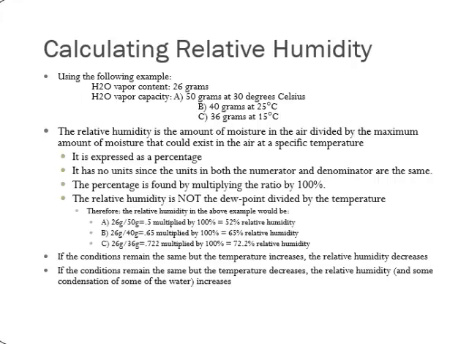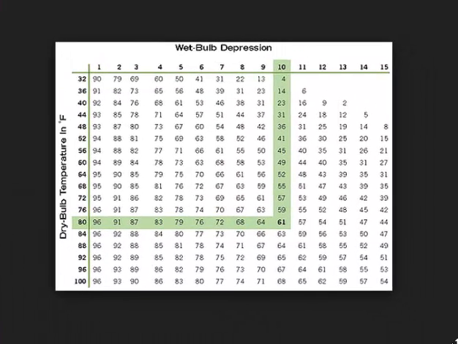Now, calculating relative humidity, you can see there's a whole slide over here. I'm not going to get really into it because there's no real way you can calculate relative humidity unless you have a chart. A chart would look something like this, where you would measure the dew point, the dry bulb temperature and the wet bulb temperature. Dry bulb temperature means the temperature it is outside. Wet bulb temperature means the temperature of something that is condensed.